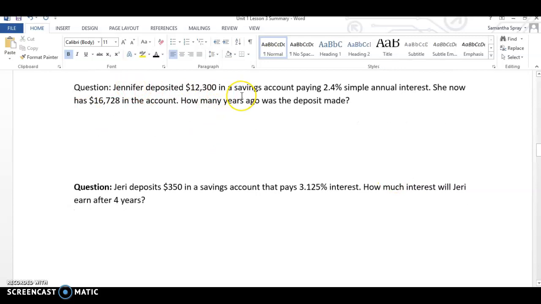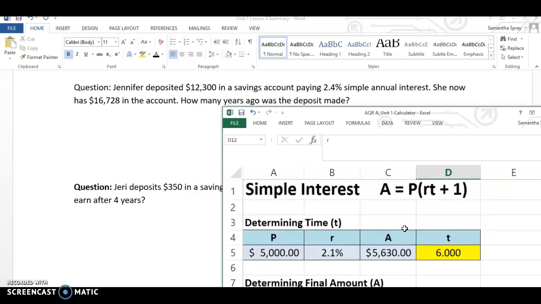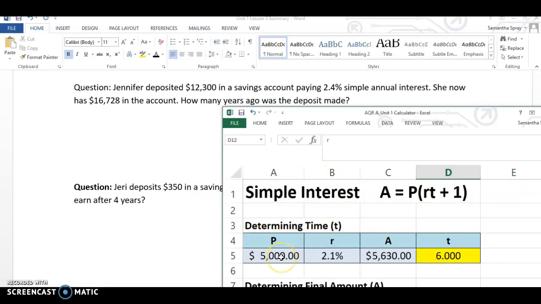Here, Jennifer deposited $12,300 in a savings account paying 2.4% simple annual interest. She now has $16,728 in the account. How many years ago was the deposit made? On this one, we're looking for time, so I'm going to go up here to find the one that says determine time. The original amount was $12,300. The rate was 2.4, and the final amount is $16,728. That tells me she's had this account for 15 years.